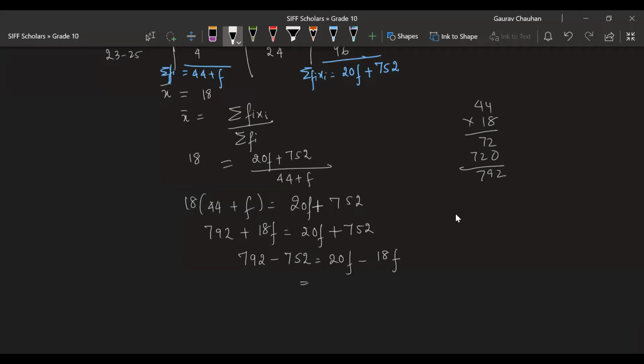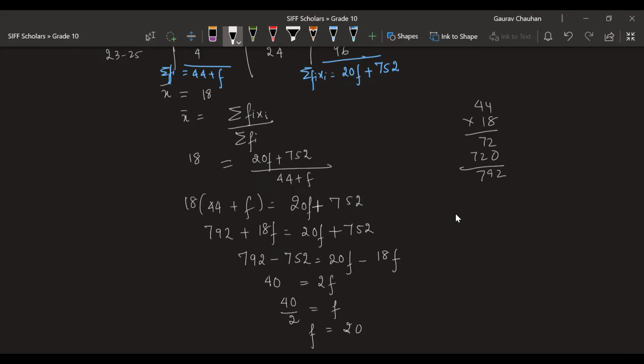Nishchay, please be careful when you take a number to the other side. Yes, 792 minus 752 is 40. 20f minus 18f is 2f. So 40 divided by 2 is equal to f. f is equal to 20. Let's check the answer to see if we have got the correct answer or not. Question number 3, exercise 14.1. f is equal to 20. Yes, we are right.